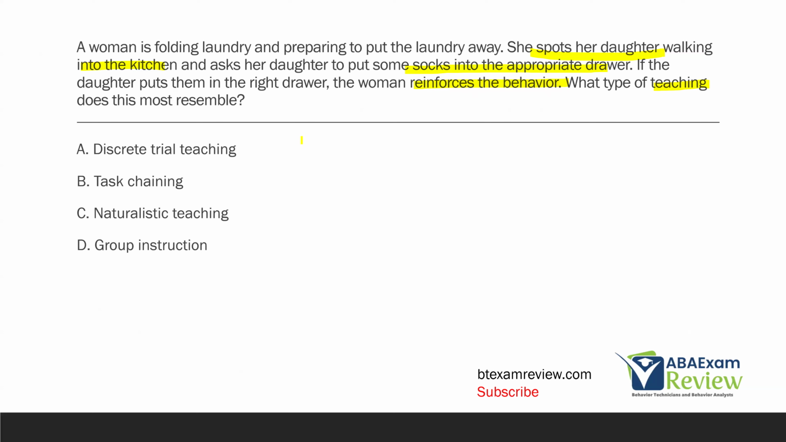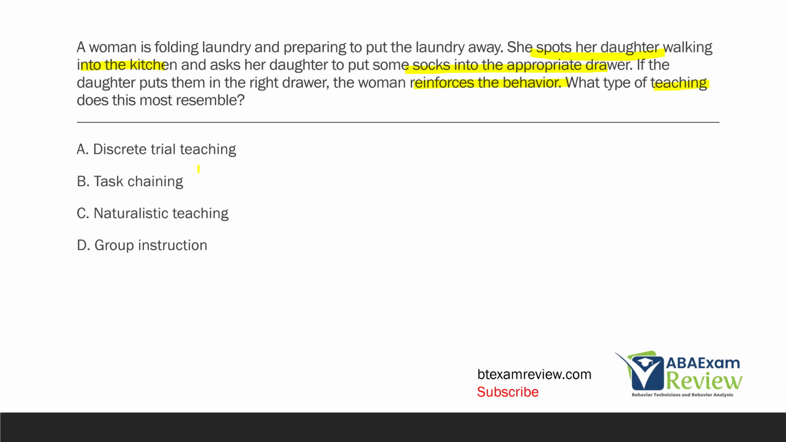What type of teaching does it most resemble? A, discrete trial teaching. It doesn't necessarily resemble discrete trial teaching. With discrete trial teaching, we've got a very controlled environment. We're rapidly giving feedback and consequences, and we're doing it at a very controlled and contrived pace. We're not task chaining because we're not teaching individual steps. She just tells the daughter, put those socks in the right drawer.